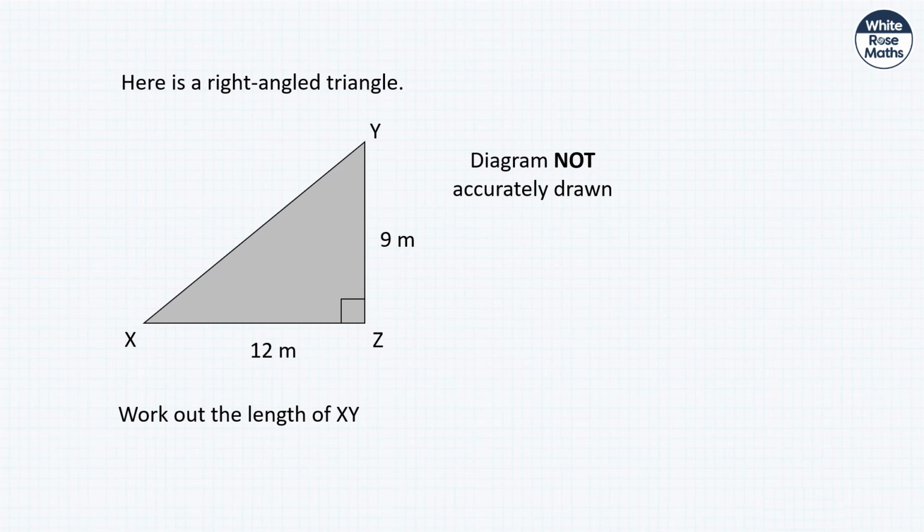Okay, this next one, similar idea. Work out the length of xy. Here is a right angled triangle. So we'll label that as just x. So we'll have x squared is equal to 9 squared plus 12 squared.